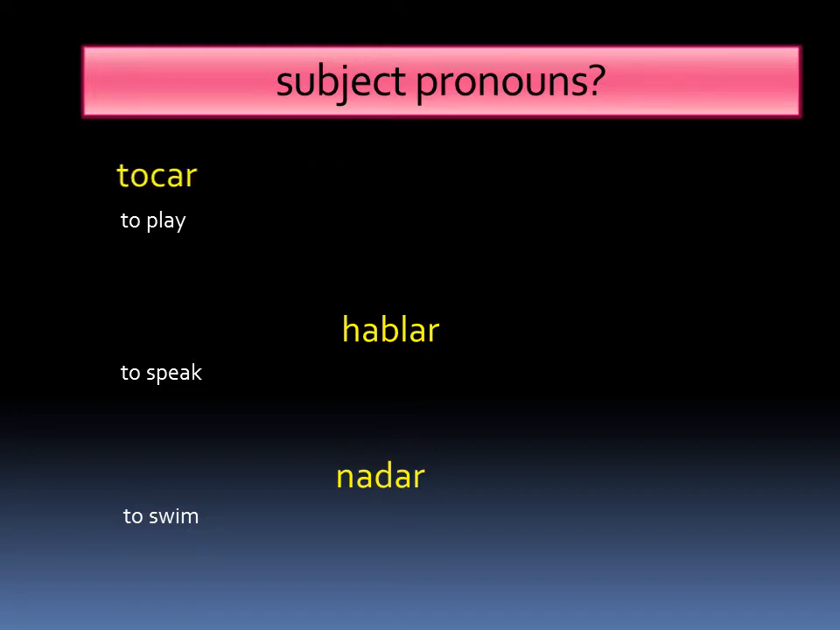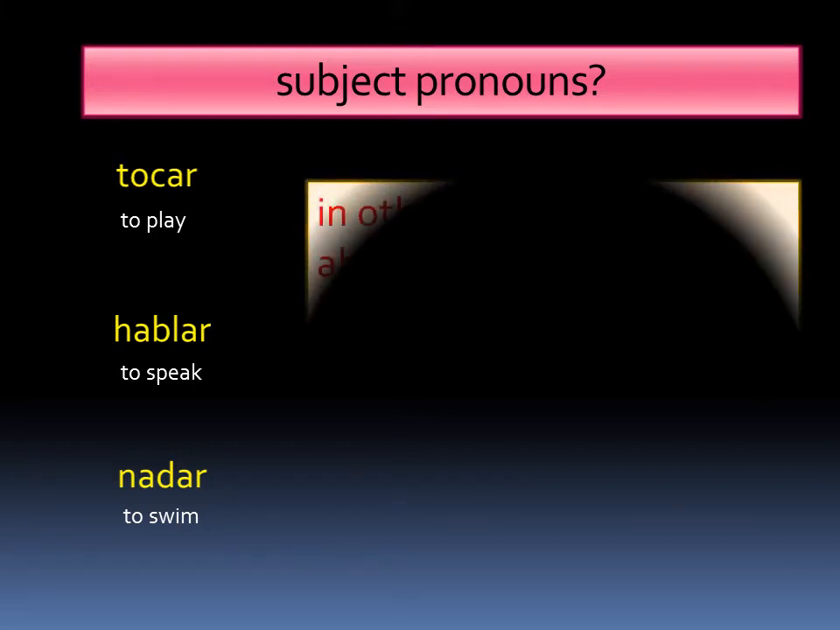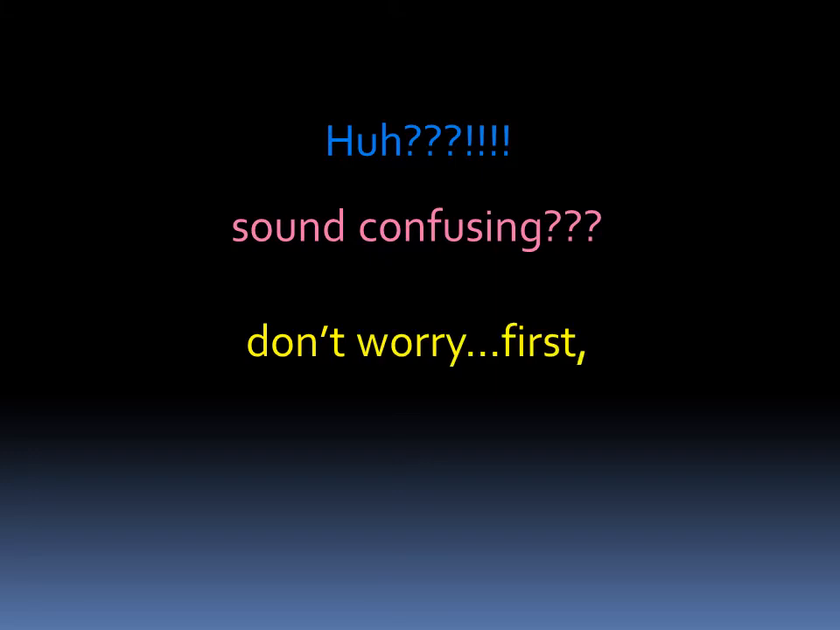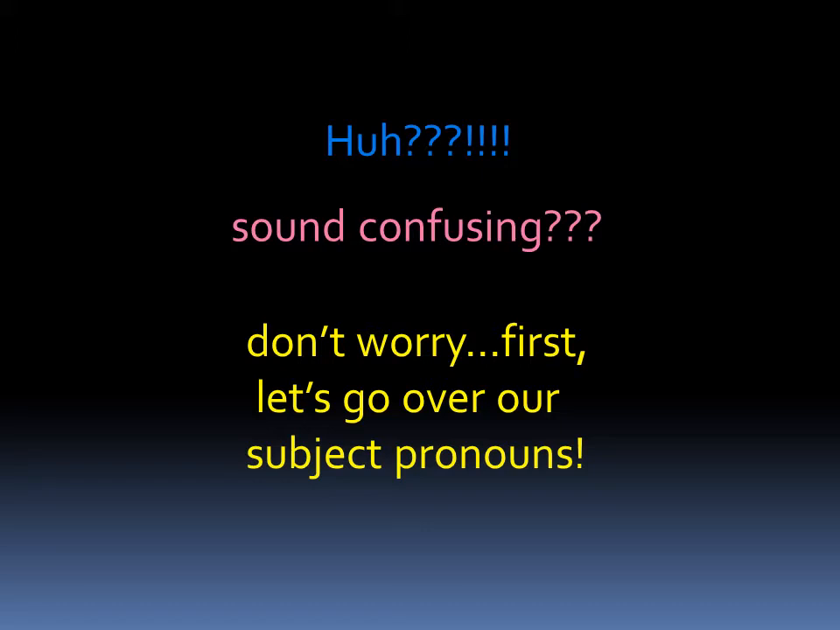Oftentimes we'll use names, like Jim plays the guitar or Mary speaking with friends, but sometimes we don't use names at all. In other words, we use something called subject pronouns. What that means is, what about saying I play, or she speaks, or we swim, and so on? Again, these are called subject pronouns. Does all that sound confusing? We're talking about conjugating and infinitives and subject pronouns. Well, let's take it step by step and talk about subject pronouns first.